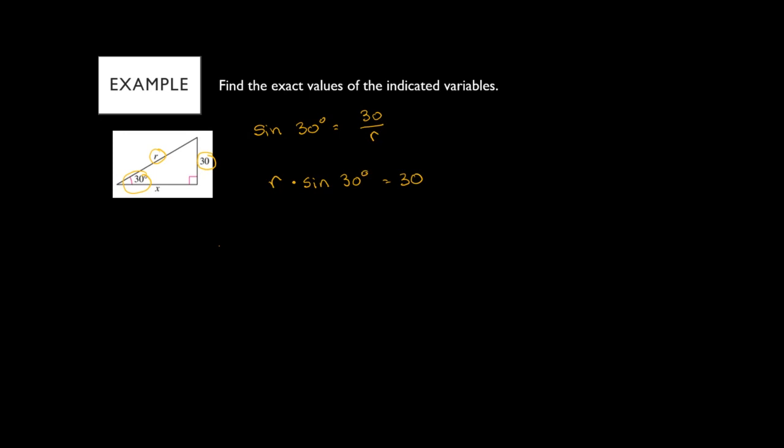And it's very important to put that degree symbol there for the 30 degrees, because if you do not have that symbol, it's assumed that it's radians. So in order to make it clear that you're working with degrees, you do need to include that degree symbol. And then if I divide both sides by sine of 30 degrees, we get 30 over sine of 30 degrees.